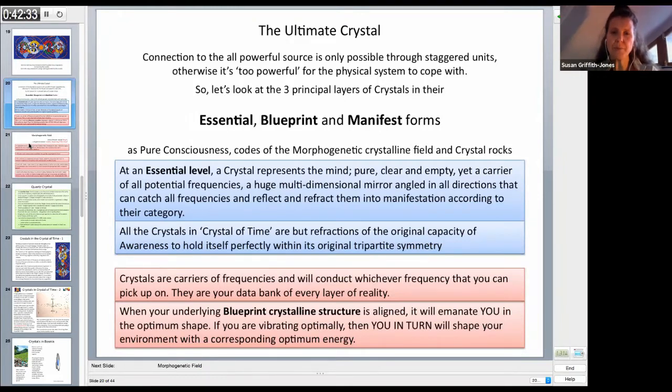And let's look at these three principal layers in their essential, blueprint and manifest forms: pure consciousness being the essential, the blueprint being the codes of the morphogenetic crystalline field, and manifest forms being the crystal rocks themselves. So at an essential level, a crystal represents the mind, pure, clear, and empty, yet a carrier of all potential frequencies, a huge multidimensional mirror angled in all directions that can catch all frequencies and reflect and refract them into manifestation according to their category.